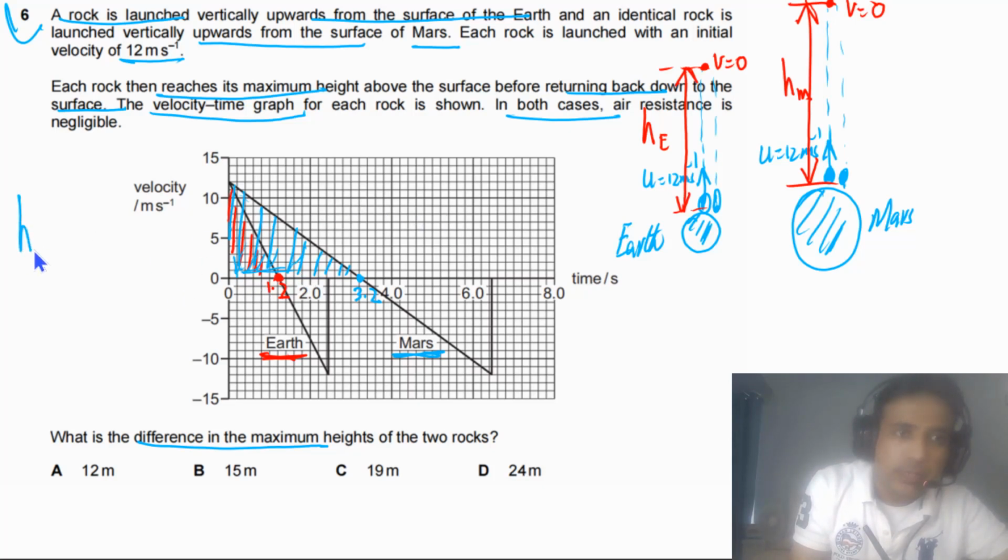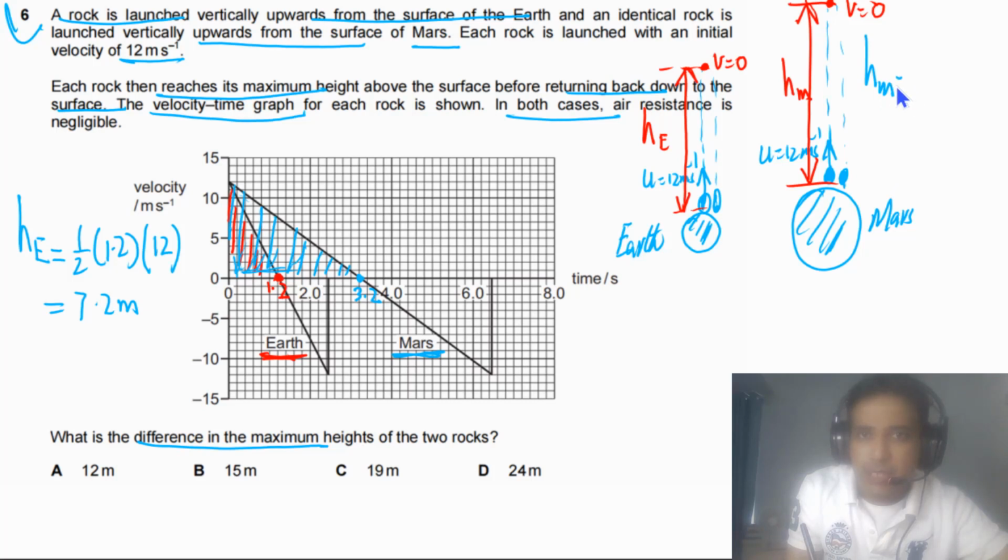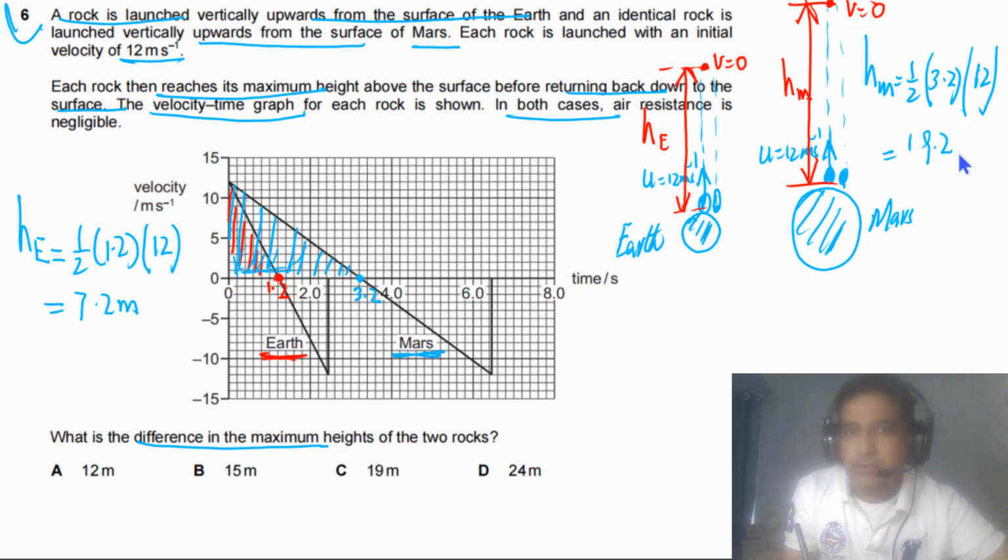First of all, we can calculate he, the height above the surface of our planet, and this will be equal to 1 by 2, times 1.2, which is the base, and the height is 12. If we solve this, we will get 7.2 meters. Now we can also calculate for Mars. We can say this is hm. This will be equal to 1 by 2 times the time, that is 3.2 seconds, and the initial velocity, that is 12. If we solve this one, we will get 19.2 meters.